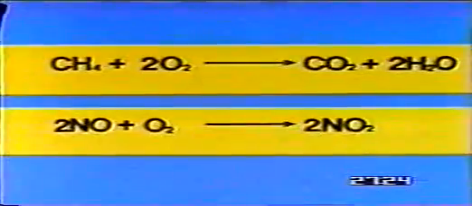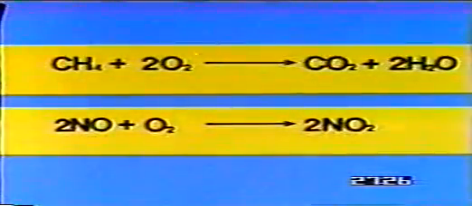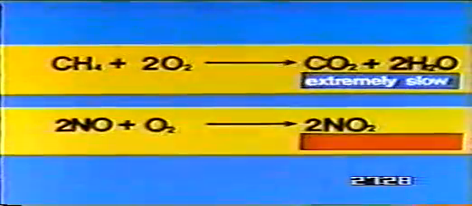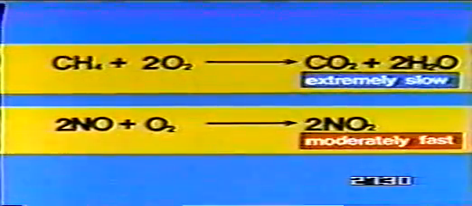At room temperature, there's almost no reaction between methane gas and oxygen. The heat of a flame is required to start the reaction. But at the same temperature, nitric oxide, NO, one of the products in automobile exhaust gases, oxidizes moderately fast into brownish nitrogen dioxide, NO2. This is a reaction involved in the production of smog. Here are the 2 reactions. One, extremely slow. One, moderately fast.